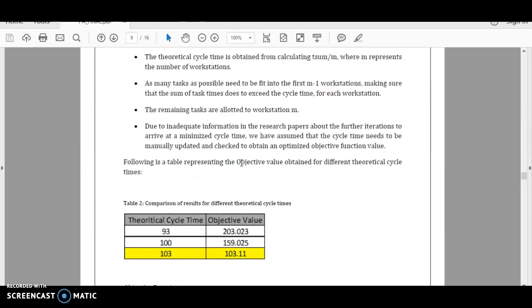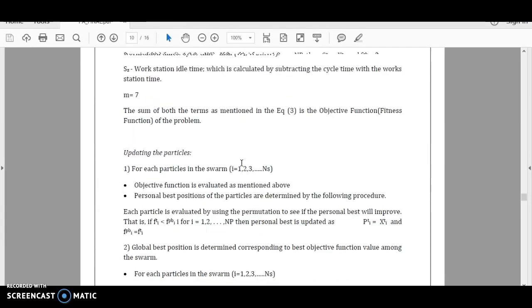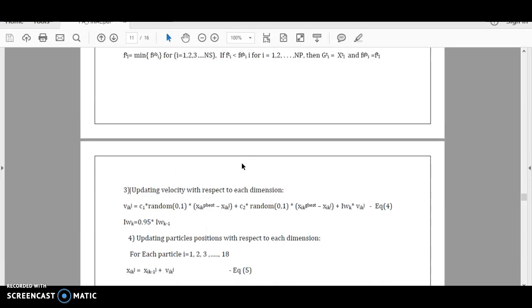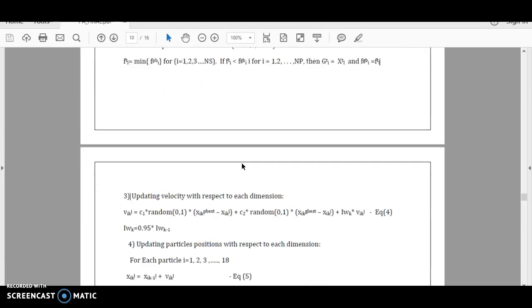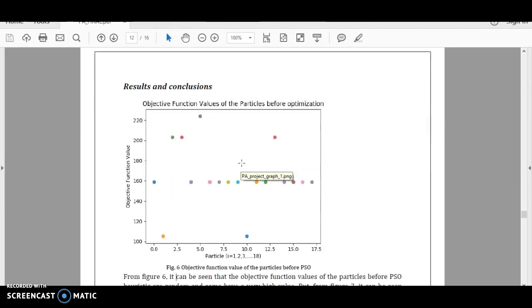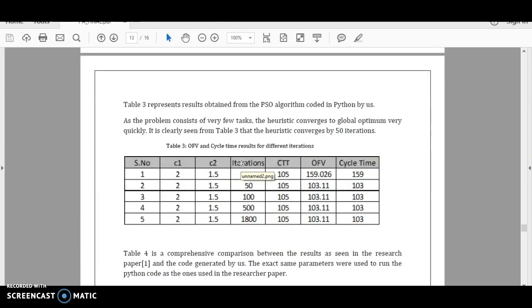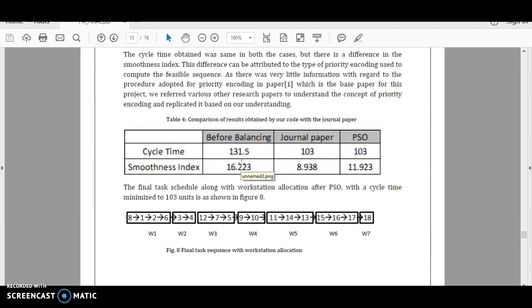After running our particle swarm optimization, we came to the conclusion that the theoretical cycle time of 103 would be the best. And also we are updating the velocity according to equation 4 and equation 5. These are the results produced from PSO. You can see that initially all the particles are distributed randomly across the search space, but as the solution converged, every particle got aligned at 103. So this shows our solution worked, and this can also be validated against a paper.